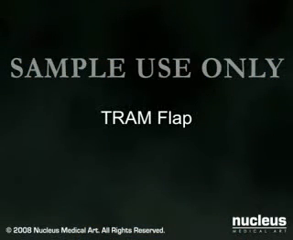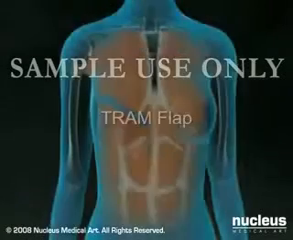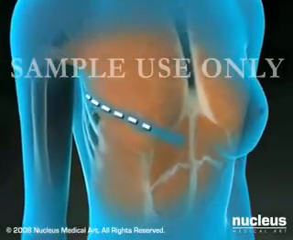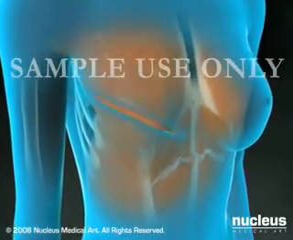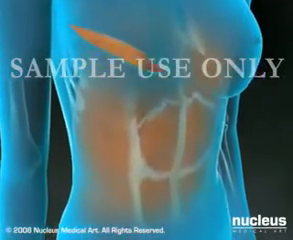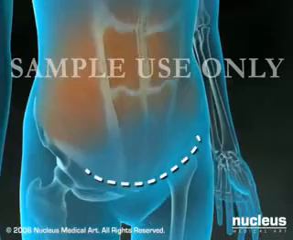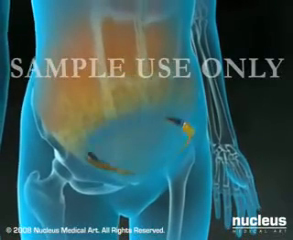A transverse rectus abdominis myocutaneous flap, or TRAM flap, begins with your surgeon making an incision in the skin of the chest. Next, he or she will make an elliptical incision in the skin, fat, and muscle of your abdominal wall, or, if there's not enough tissue in the abdomen, in your lower back.